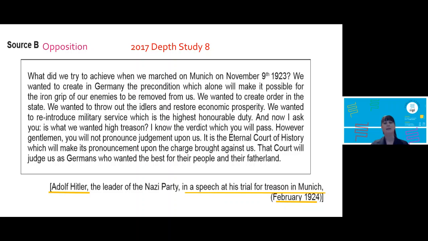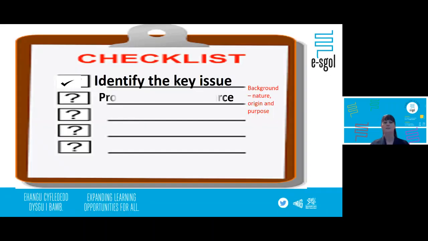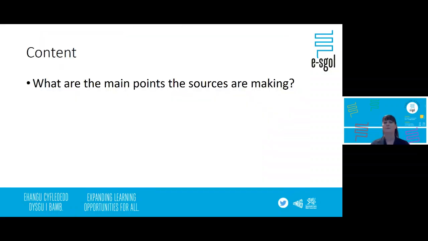So source B is Adolf Hitler, the leader of the Nazi Party, in a speech at his trial for treason in Munich in February 1924. Again, I've highlighted the important bits of information that I might want to refer to there. And the last one is an extract from a letter written by German industrialists to President Hindenburg in November 1932. So I have looked at the provenance of the source, where it comes from, the background of it, and I started to think about the bigger picture, why that would have been written at that time.